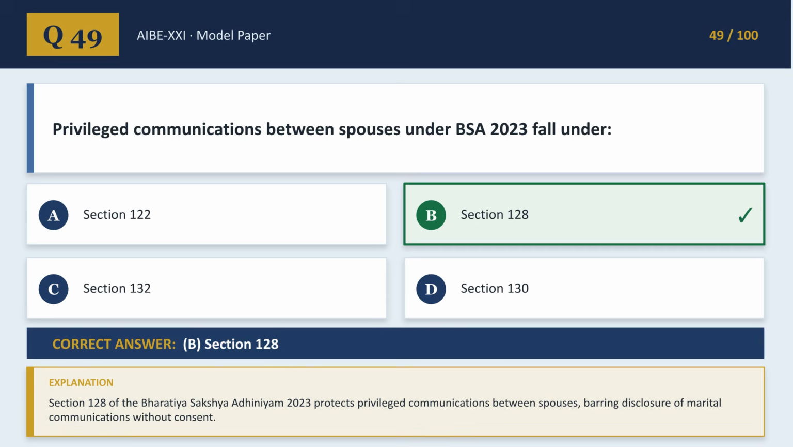Privileged communications between spouses under the Bharatiya Saksha Adhiniyam 2023, or BSA 2023, fall under Section 128. This section protects marital communications from disclosure without consent.